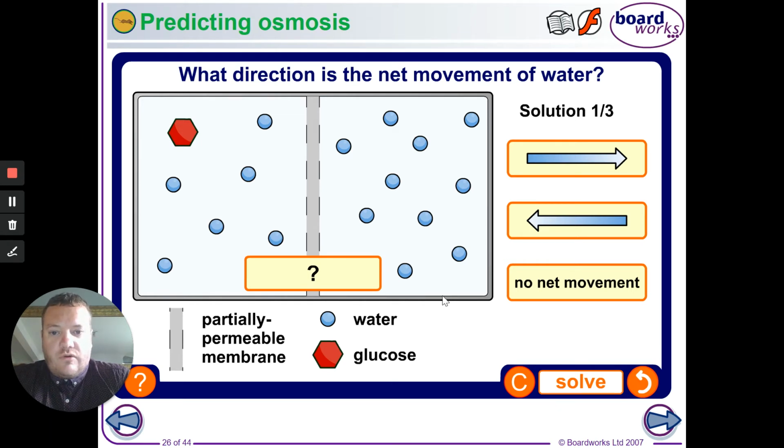So let's look at this first one. I'm going to give you a couple of seconds to answer it. Do you think the water's going to move from this way to that way, so right side to left side? Is it going to move from left side to right side? Or is there going to be no net movement? And I'll give you a little hint. Try counting the number of little blue dots. Try counting the number of little red hexagons as well, okay? So I'll just give you a second to decide which way that water is going to move.